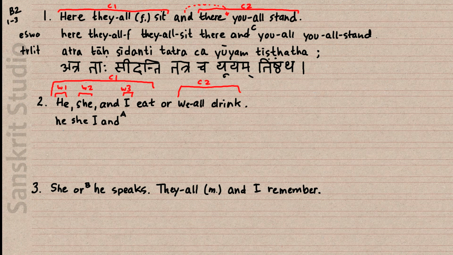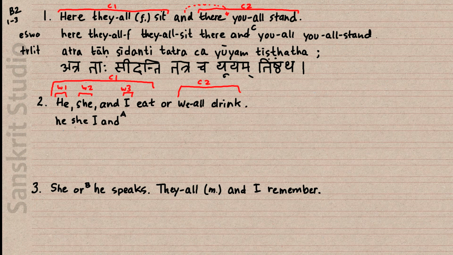But the problem here is that, okay, so we count them. He is one, she is the second, and I am the third. So we have three persons, or three. The number is 3, so it makes plural. But who is the person? I mean, is it first person? Is it second person? Is it third person? And the answer is it's first person, not because the I stands last, but because first person always wins over third person or second person.